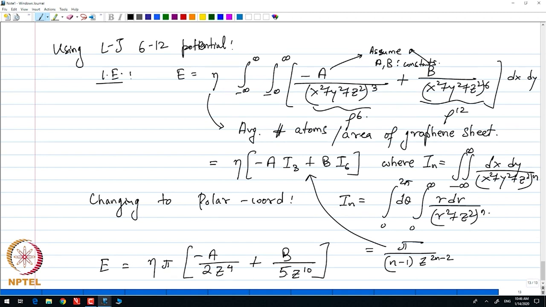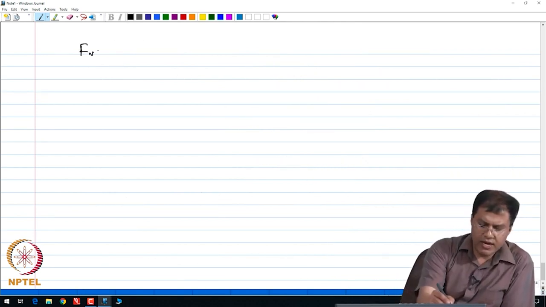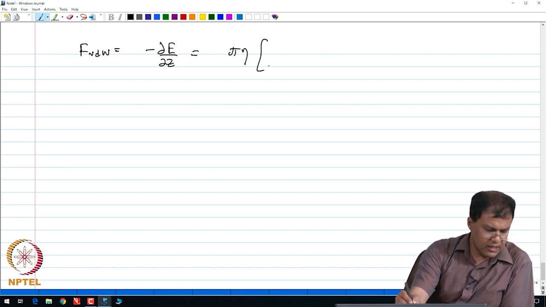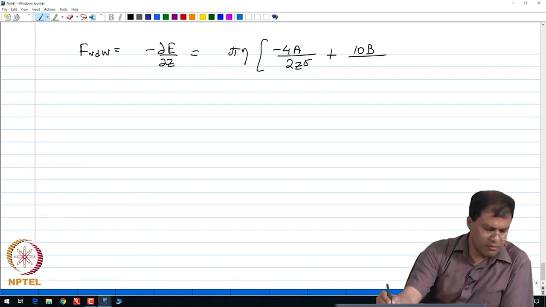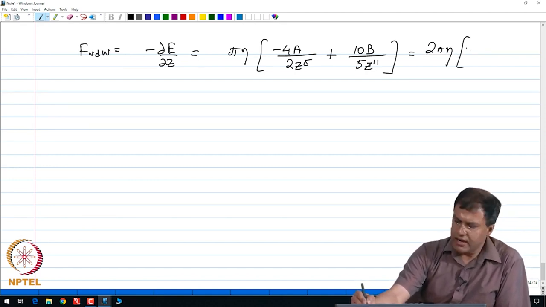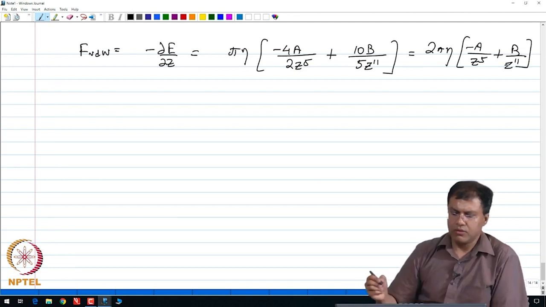From here I can calculate my van der Waal force. I need to differentiate with respect to z, the axial coordinate. So my van der Waal force F vdW turns out to be minus partial E partial z, which is pi eta times (minus 4a by 2 z to the power 5 plus 10b by 5 z to the power 11), which is also equal to 2 pi eta times (negative a by z to the power 5 plus b by z to the power 11). So that is my van der Waal force.